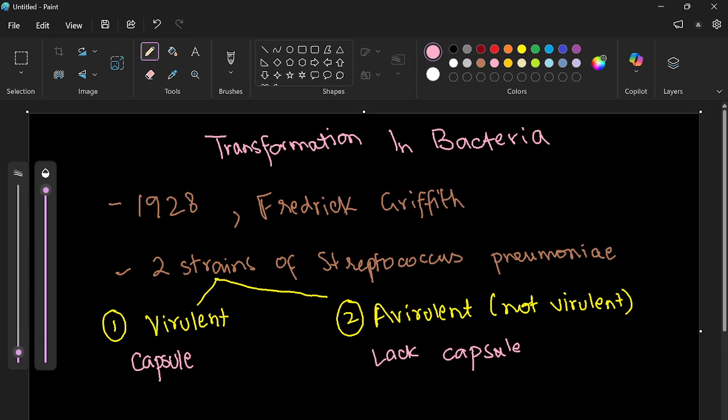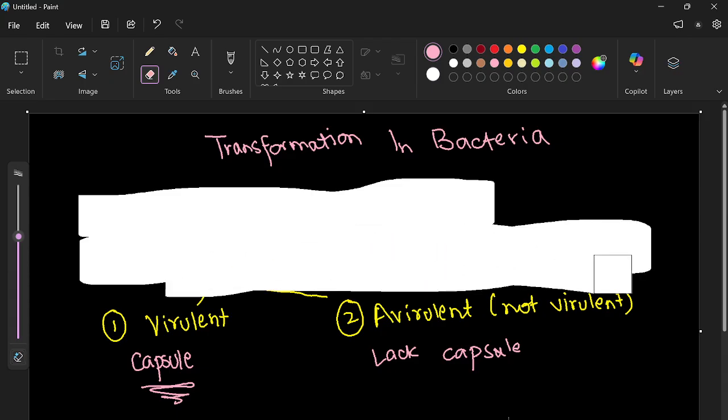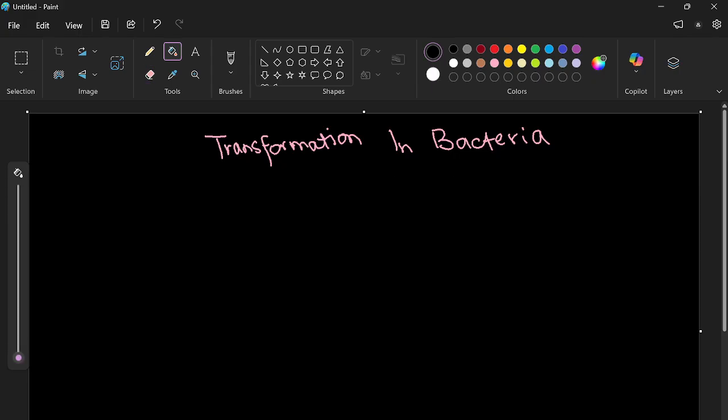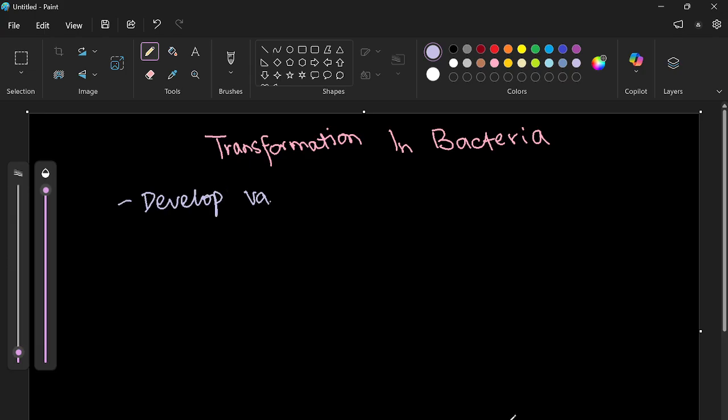So what was the aim of Griffith? Why was he working with these two strains? Griffith's aim was to determine whether injections of heat-killed bacteria of the encapsulated strain could be used to vaccinate mice against pneumonia. So basically, Griffith's aim was to develop a vaccine against pneumonia.